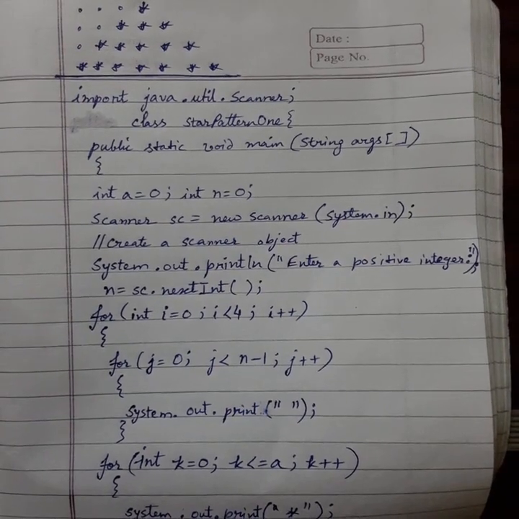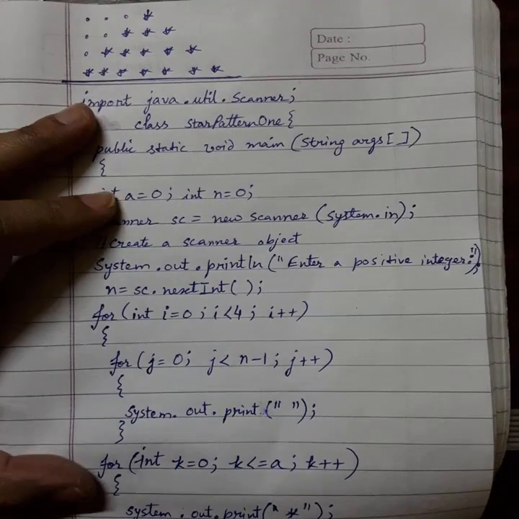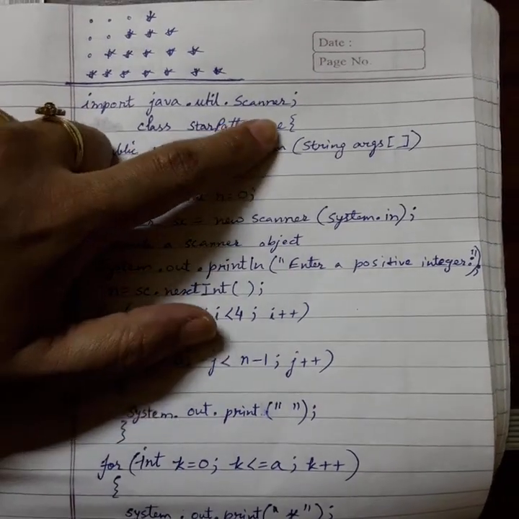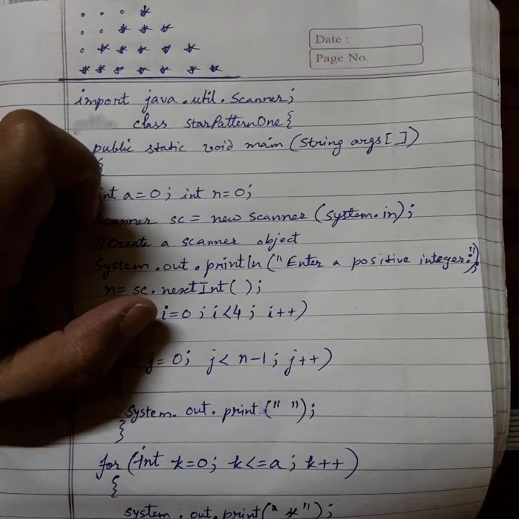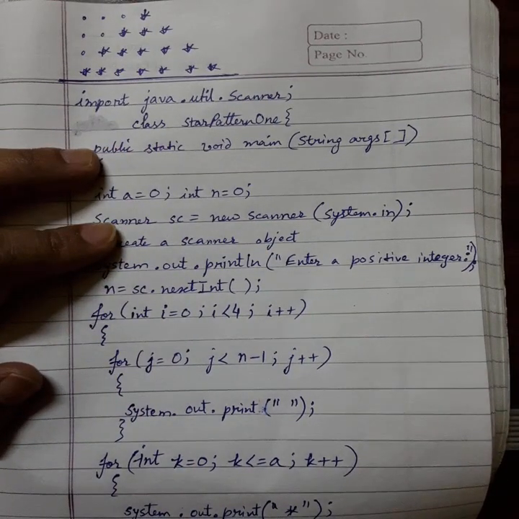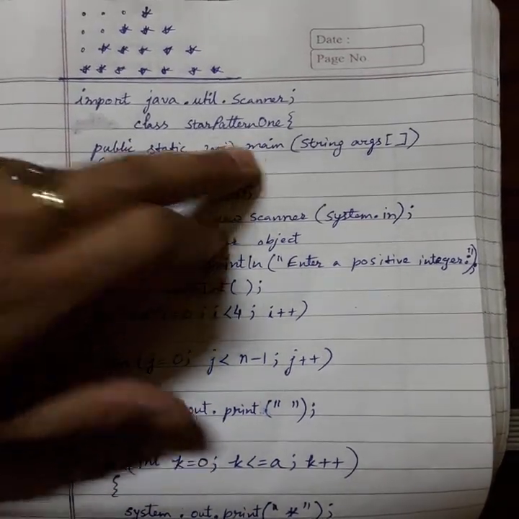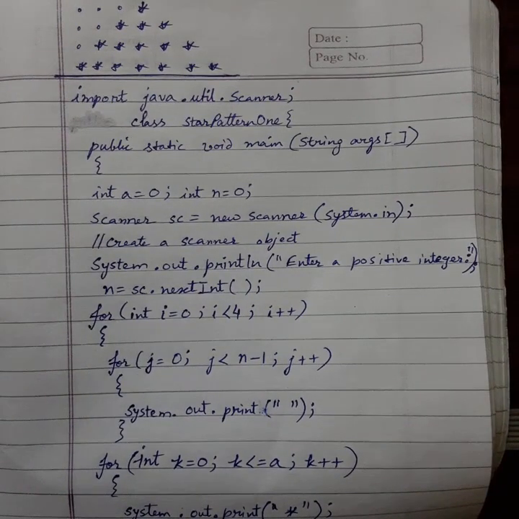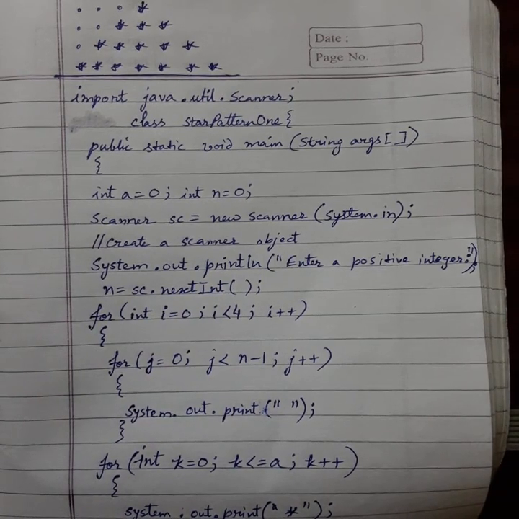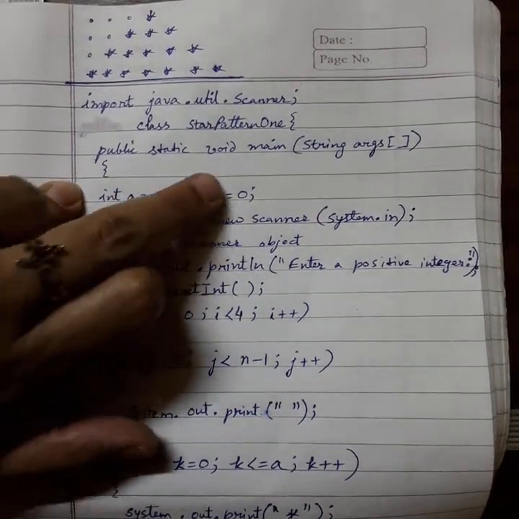So here in this file we can name it StarPattern1.java and save it in the bin folder. Because here there is only one class, we have got the main method in StarPattern1. The main method is residing in this class. So in the main method we have got two variables initialized to 0.